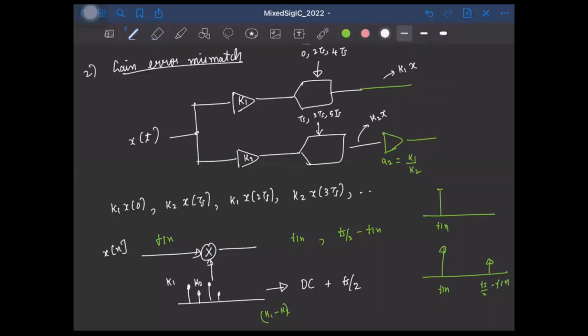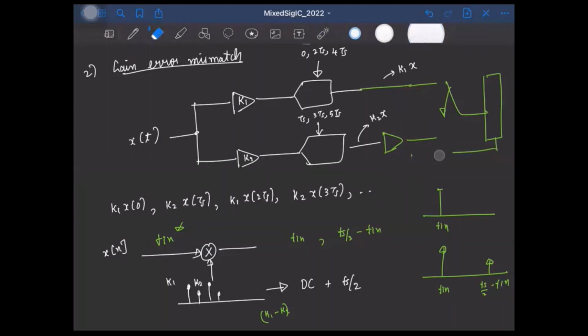Okay. And of course, how do you find the value of this A2? Well, what you can do is you can give a tone at Fin, a single frequency, right? And at the output, after you multiplex, you look at the strength of the tone here at Fs by 2 minus Fin, right? And you have some digital logic that goes and tweaks the value of this gain factor till the strength of this tone is minimized. Okay. And of course, for this, you can use some kind of an optimization algorithm here, like least squares or something.